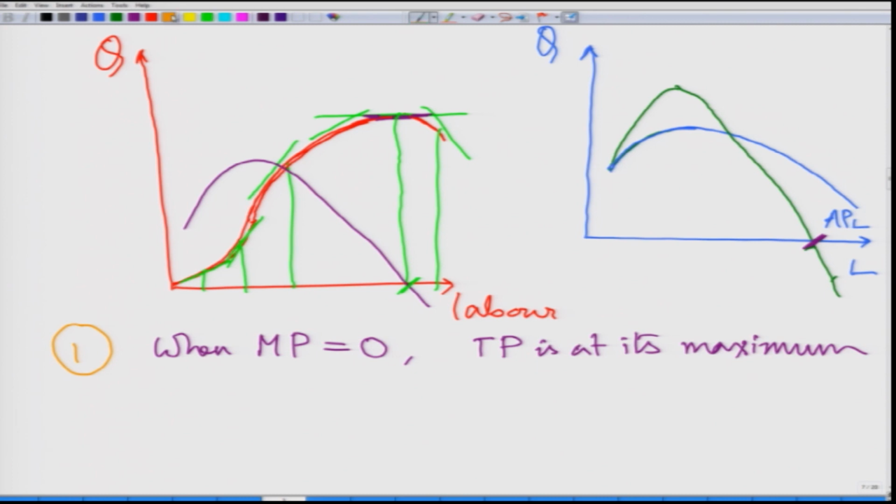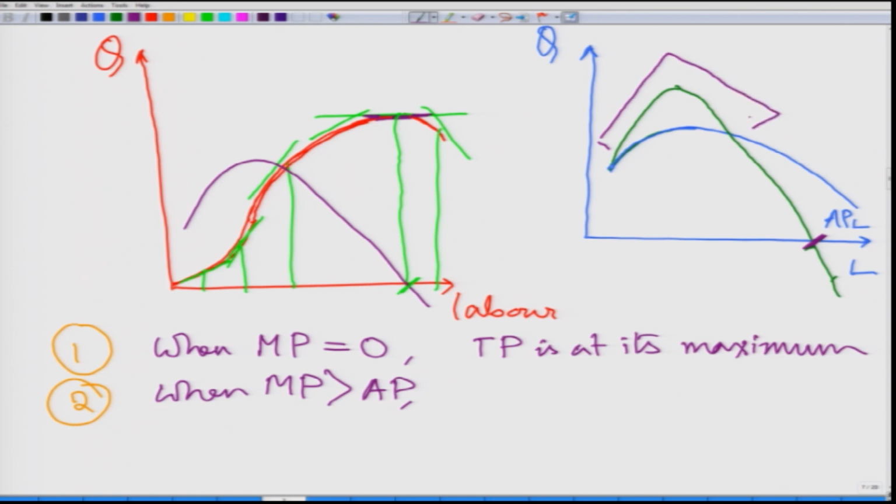Number 2, when my marginal product is greater than average product, when at this point, you can see at this area, when my marginal product is greater than the average product, the average product is increasing. So I will say average product is increasing.